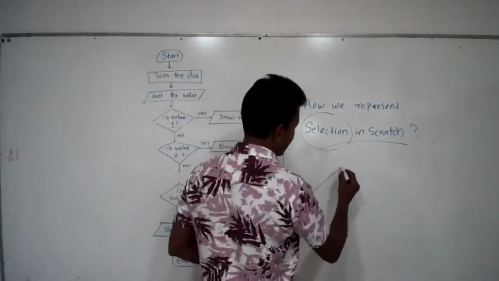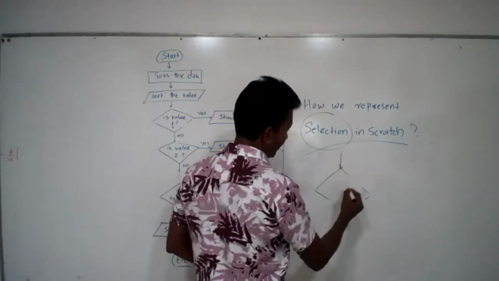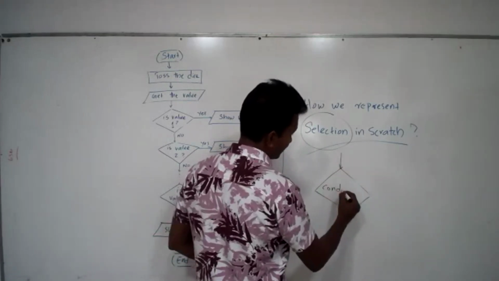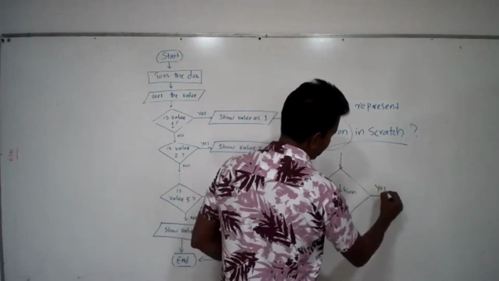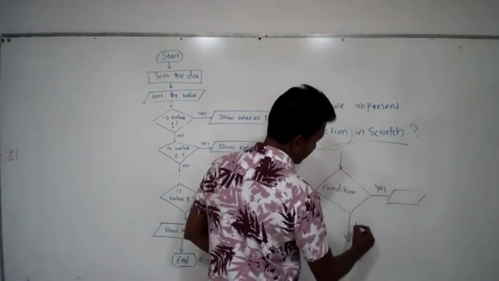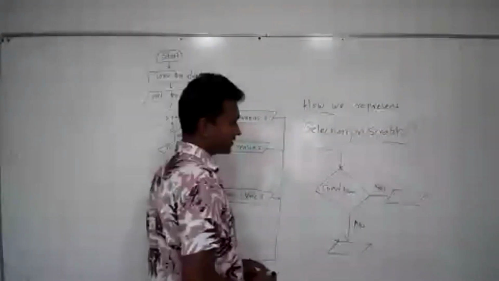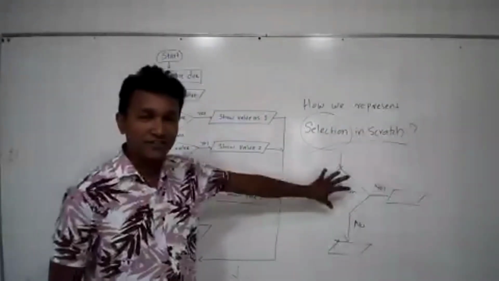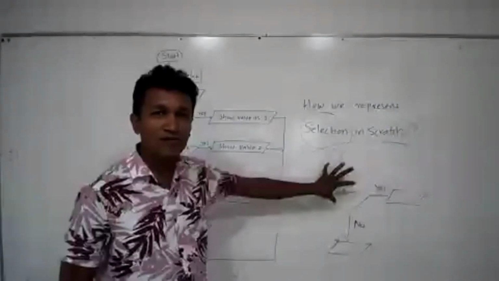Selection is like this. If this condition is true, if it is yes, do something, right? If it is no, do something else. This is a selection. How we represent in Scratch? What is the block of code that we use?